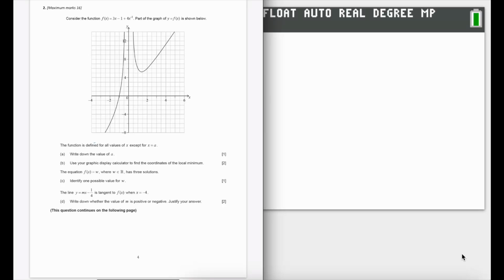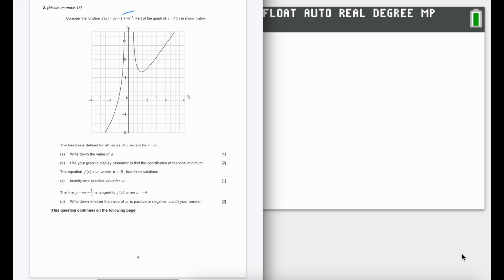A functions question or a modelling question, and we're told that the function is f of x equals 3x minus 1 plus 4x to the minus 2, and it's shown on the diagram. So it's defined for all values of x except for a, and we need to find what this value of a is. What that means is, where is the asymptote? Which of the parts of the domain is it not possible to plot? So where is it not defined?